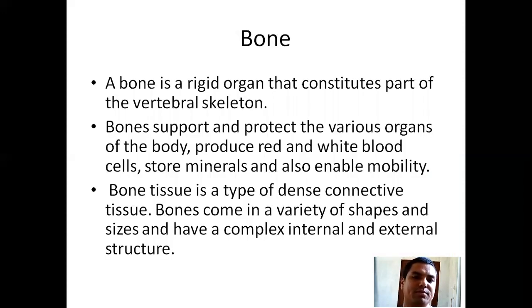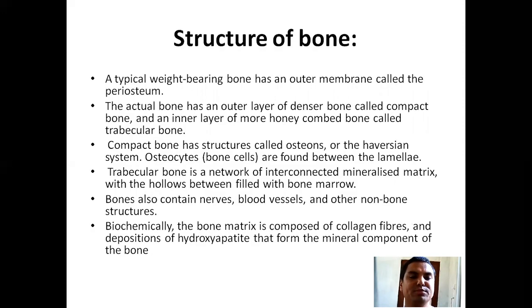Now, structure of bone. A bone is a rigid organ that constitutes part of the vertebral skeleton. Bones support and protect the various organs of the body, produce red and white blood cells, store minerals, and also enable mobility. Bone tissue is a type of dense connective tissue. Bones come in a variety of shapes and sizes and have a complex internal and external structure.